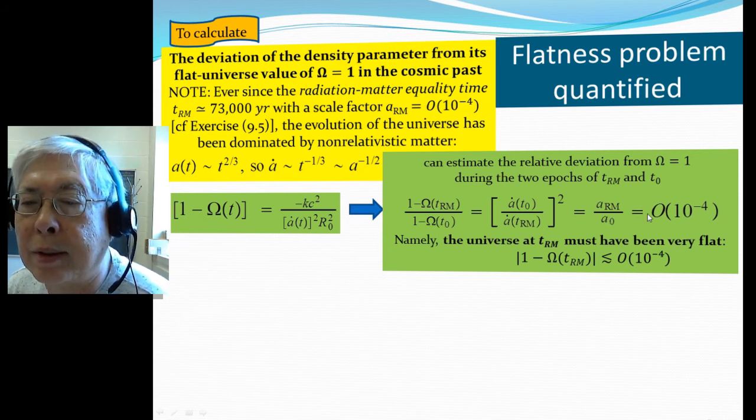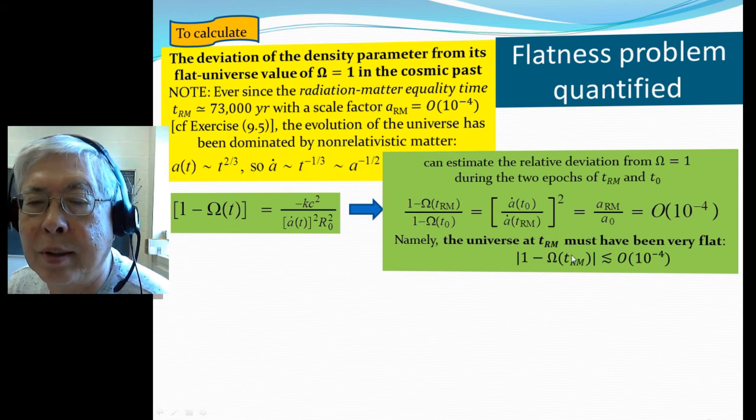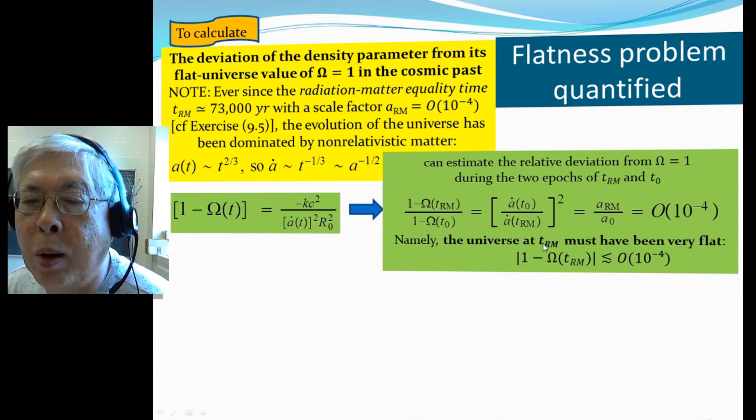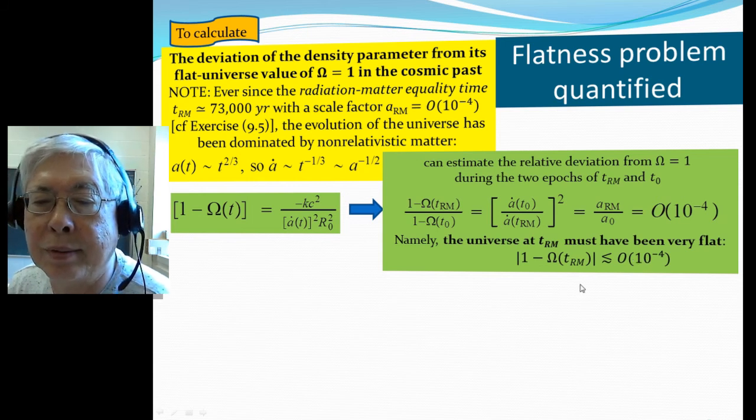So this is of order 1 part in 10,000. So the universe at the radiation-matter equality time must have been very flat. It deviates from 1 by only 1 part in 10,000.